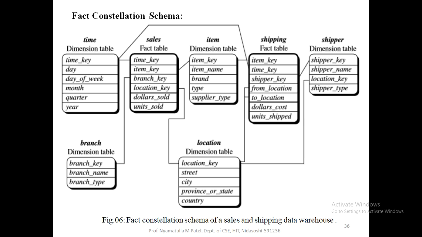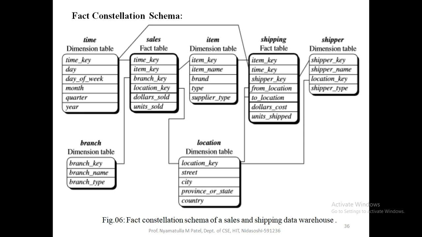Okay, so let us see figure 6, which represents the fact constellation schema of a sales and shipping data warehouse. Here, the fact table remains the same: the sales fact table with time key, item key, branch key, location key, dollars sold and units sold. Then we have the dimension table for item. Then we have added one more thing, called shipping and the shipper. A fact constellation schema is shown in figure 6.